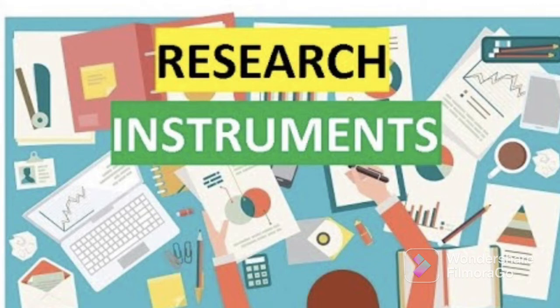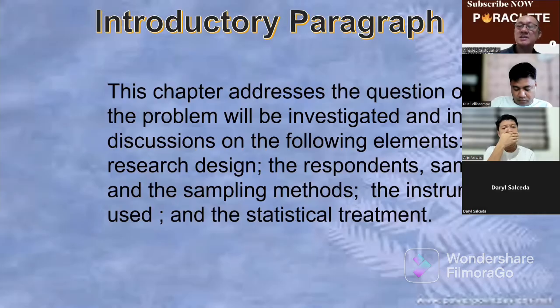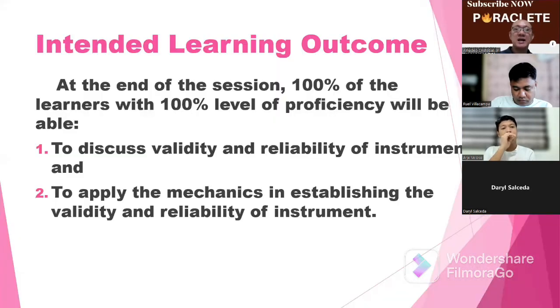Okay, so right after the instrument of the study, of course, you are required to always introduce in the beginning of the chapter. An example of this: This chapter addresses the question of how the problem will be investigated and includes discussion of the following elements: the research design, the respondent sample, the sampling method, the instrument used, and the statistical treatment. These are all needed for your dissertation proposal.